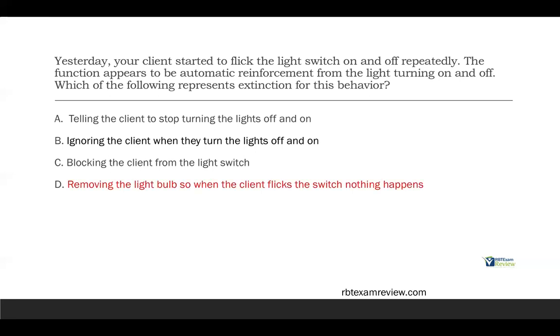Now remember, these questions are like perfect world scenarios, okay? So, maybe this isn't the greatest intervention, but as far as this question goes, this best represents extinction. And I hope you understand this question because it's a good one to really understand at a fundamental level, okay?